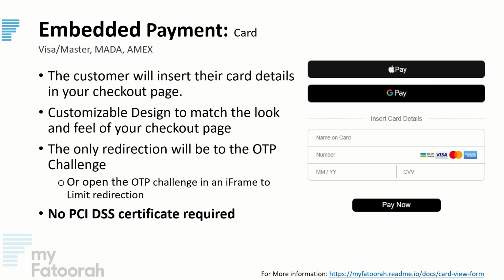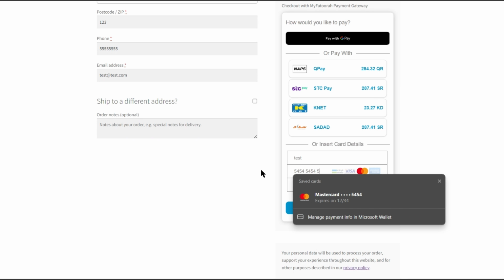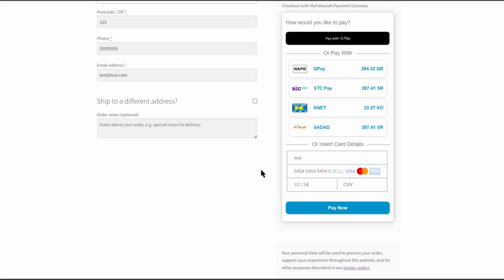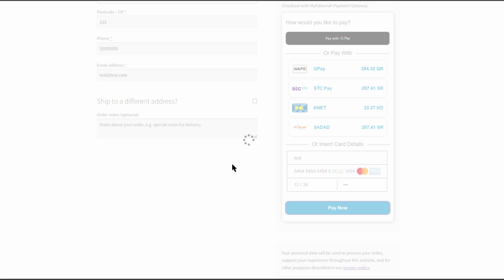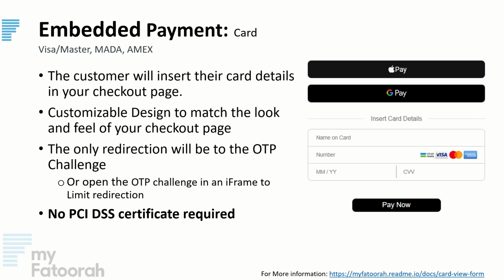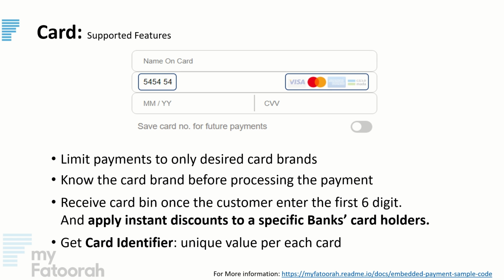The other way is the embedded payment. There are two forms of embedded payment with MyFatoorah. First, we have the card. You host a card form on your checkout page. Your customers will fill in their card information directly on your checkout page. The card form accepts Visa, MasterCard, Meeza, Amex cards. In this flow, MyFatoorah is processing the card information, so you don't need to be PCI DSS certified.